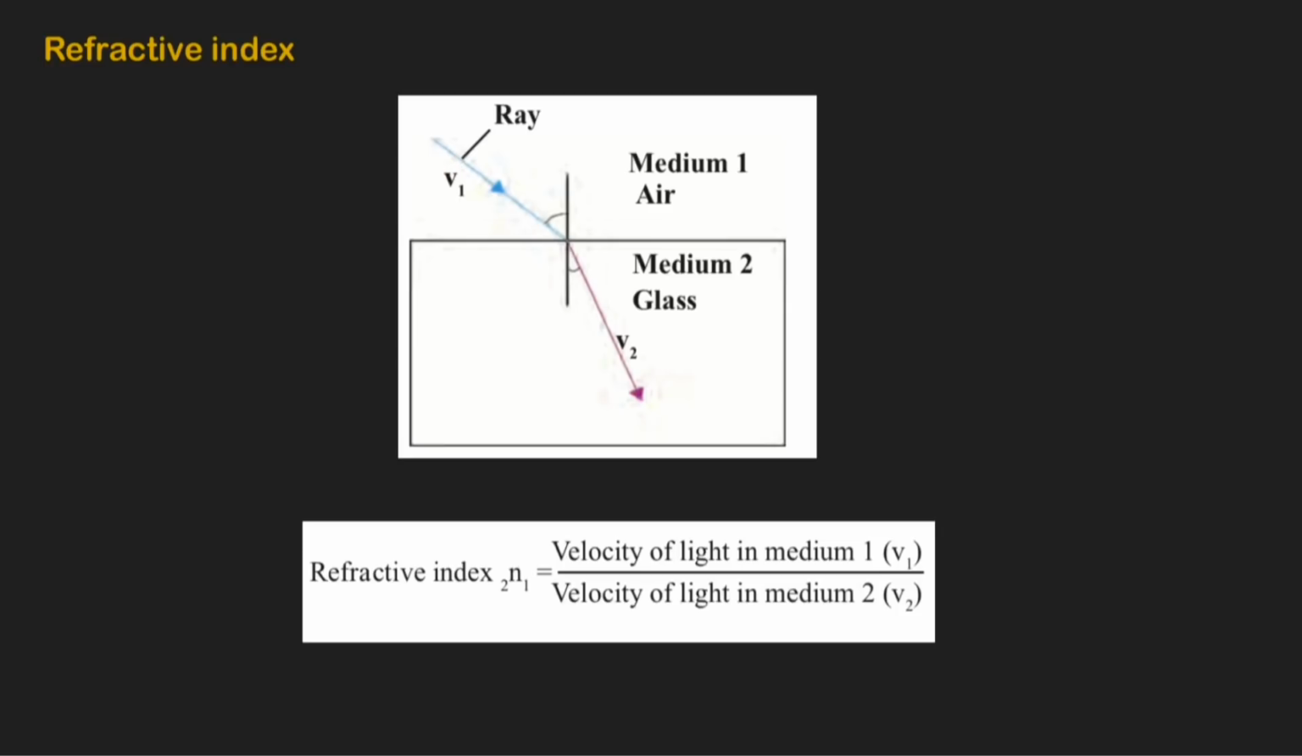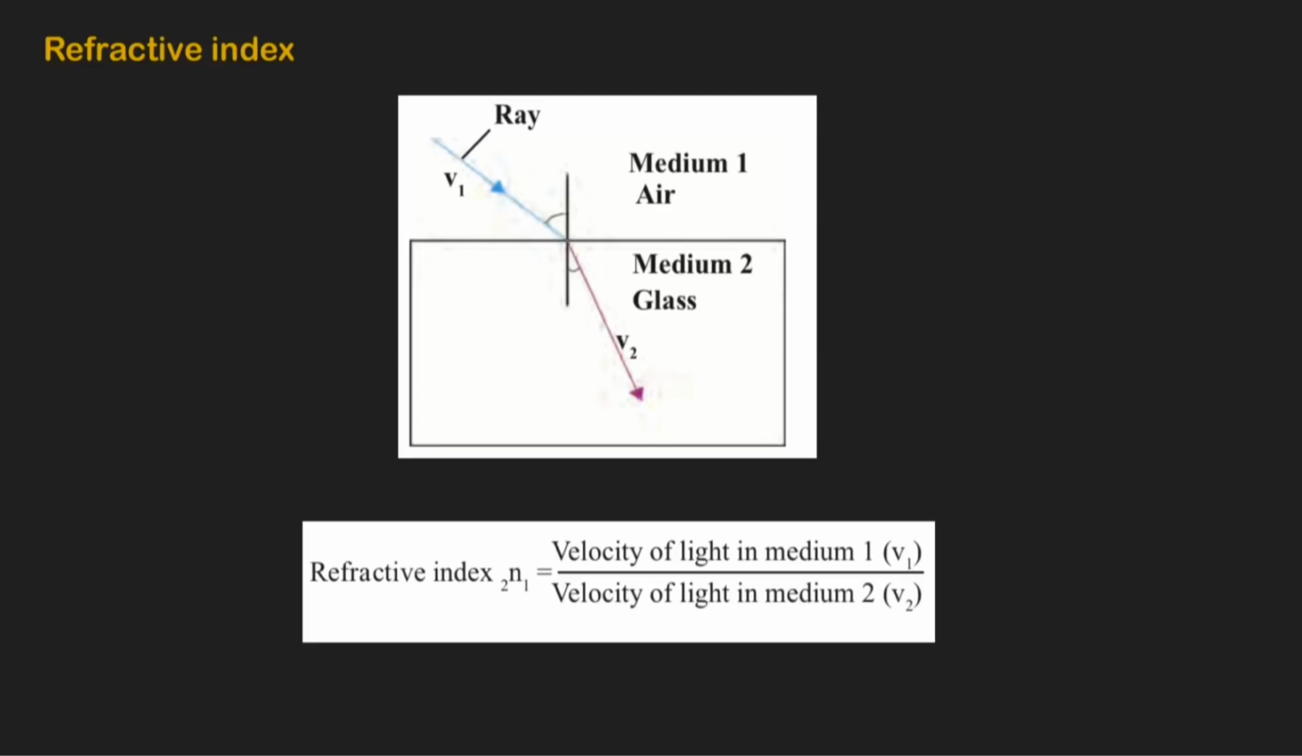Now the incident ray of light is in the first medium, the air medium. After that it is refracted, then it passes through glass. The velocity of light in air is V1 and that in glass is V2.